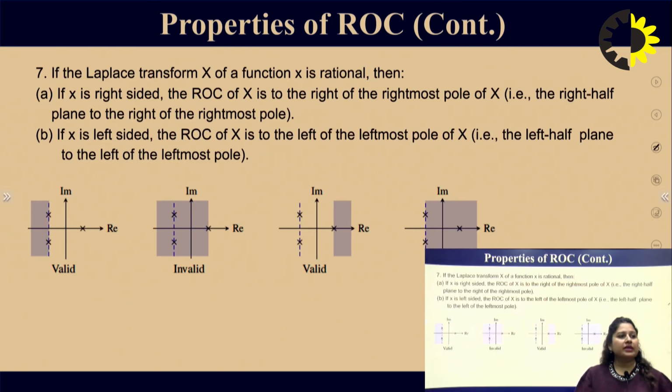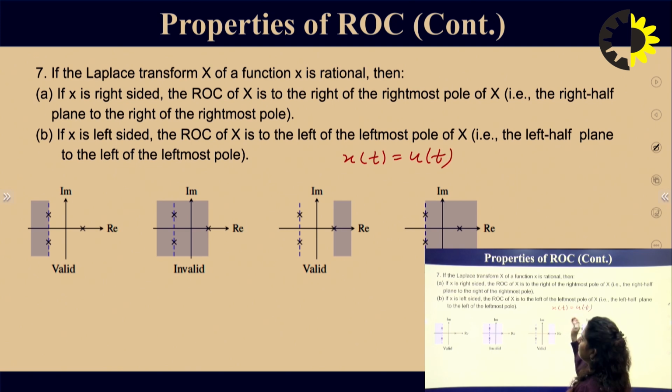So the seventh property: if the Laplace transform X of a function x is rational, then if small x is right sided, the ROC of X is to the right of the rightmost pole of X, and if x is left sided, then we have the ROC of X to the left of the leftmost pole of X. So this is a simple thing: if x(t) is equivalent to u(t), in this case to the right of the rightmost pole will be the ROC, or you have suppose u(t) minus 2.